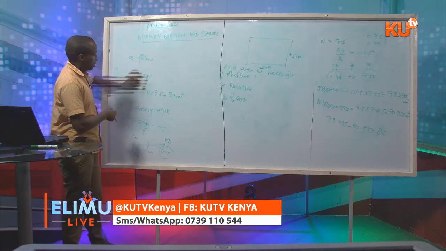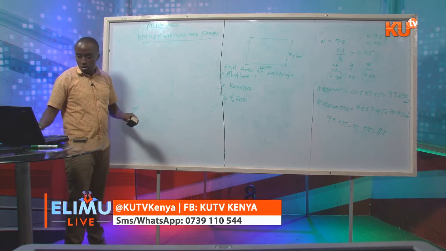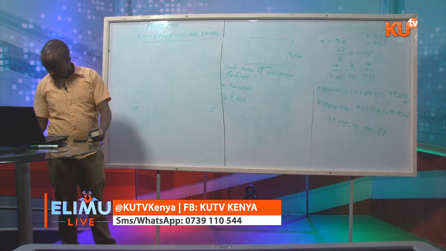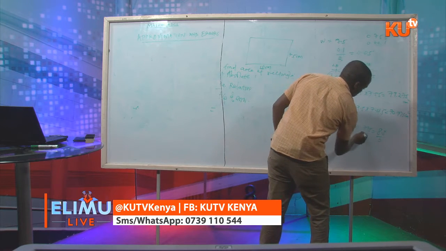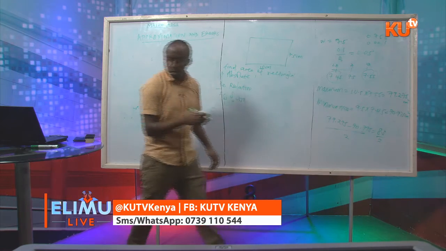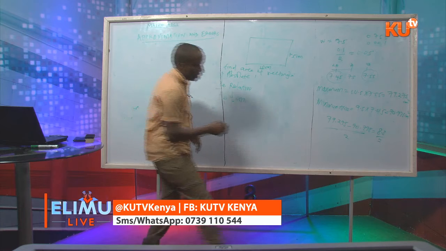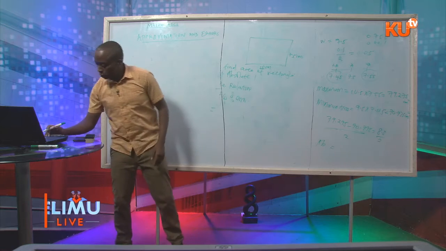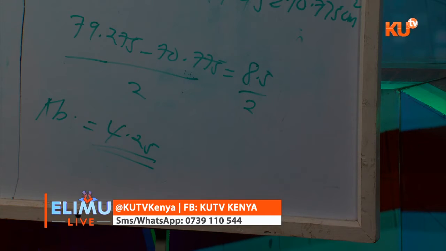Allow me to remove this one. You can check if you get the same answer there. For this one, you have to divide by 2 to get the absolute error. Sorry, I had forgotten that one. Divide by 2 to get the absolute error, which is equal to 4.25. So we want to go to our relative.